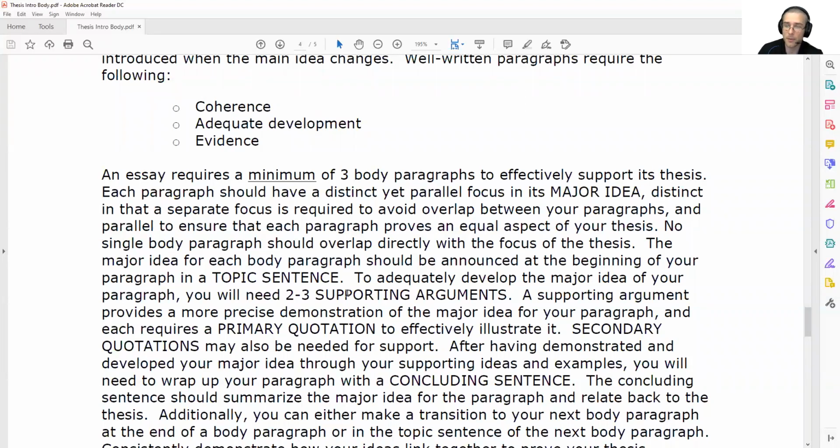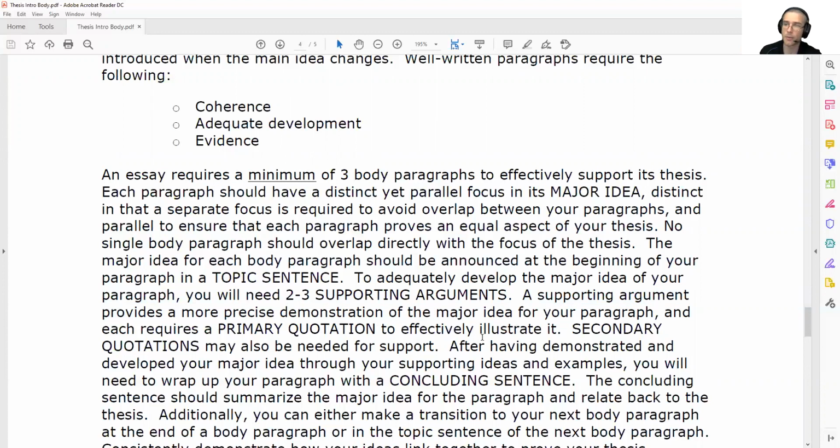To adequately develop the major idea of your paragraph, you'll need to have 2 to 3 supporting arguments, or 2 to 3 examples. A supporting argument provides a more precise demonstration of the main idea for your paragraph, and each one requires a primary quotation to effectively illustrate it. So you always need at least 2 quotations, 1 quotation for each point that you're going to have in your paragraph. Usually it's 3, you can sometimes get away with 2.